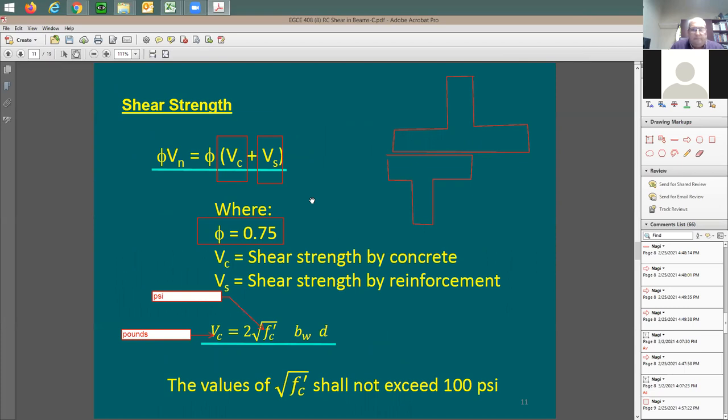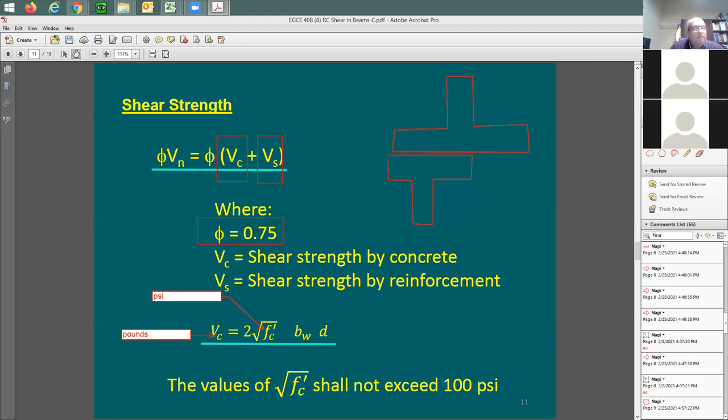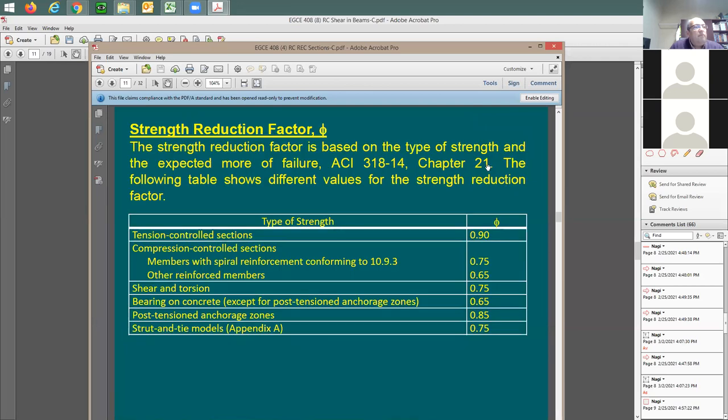Someone here is going to say, how about for flexure? Where's the phi factor? Anyone recalls the phi factor in that case? 0.9 to 0.65. Yeah, very good.